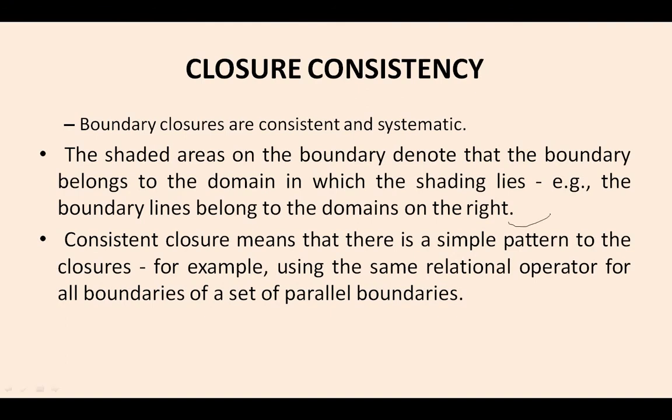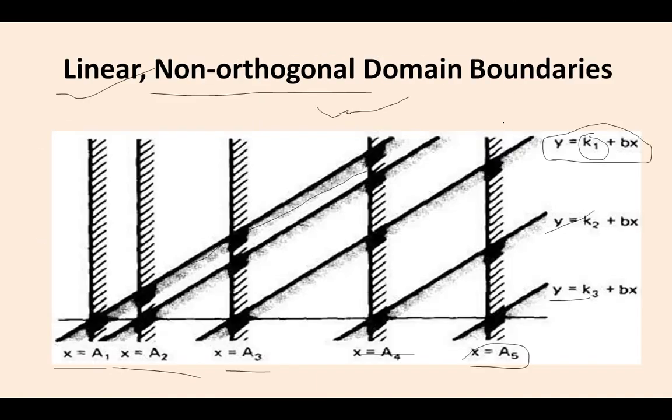Okay, so consistent closure means that there is a simple pattern to the closure. For example, using the same relational operator for all boundaries of a set of parallel boundaries. The shaded areas of the boundary denote that the boundary belongs to the domain, and consistent means they use the same relational operator. What it is, we are going to see now.